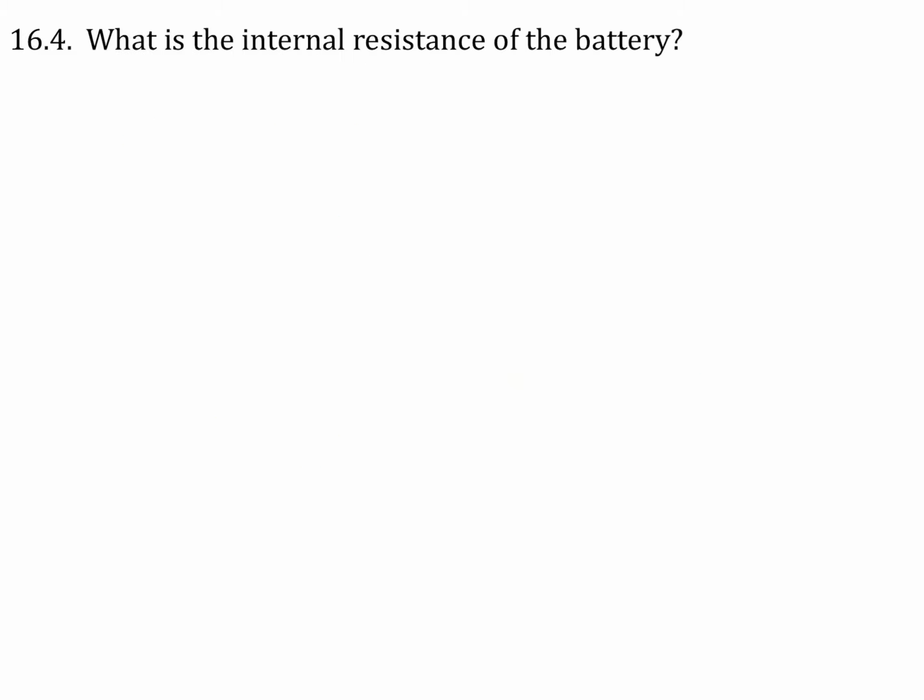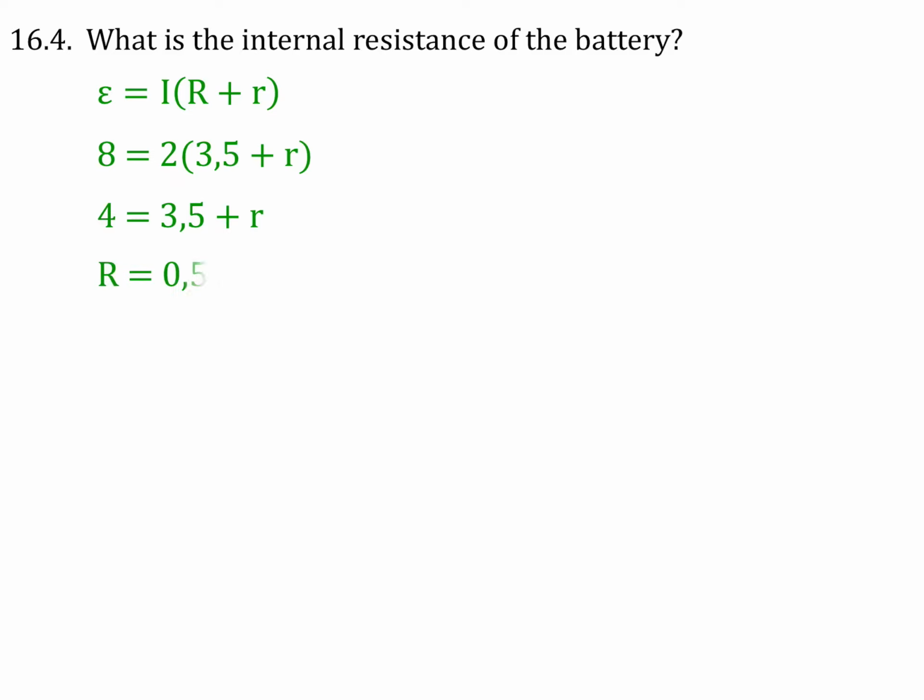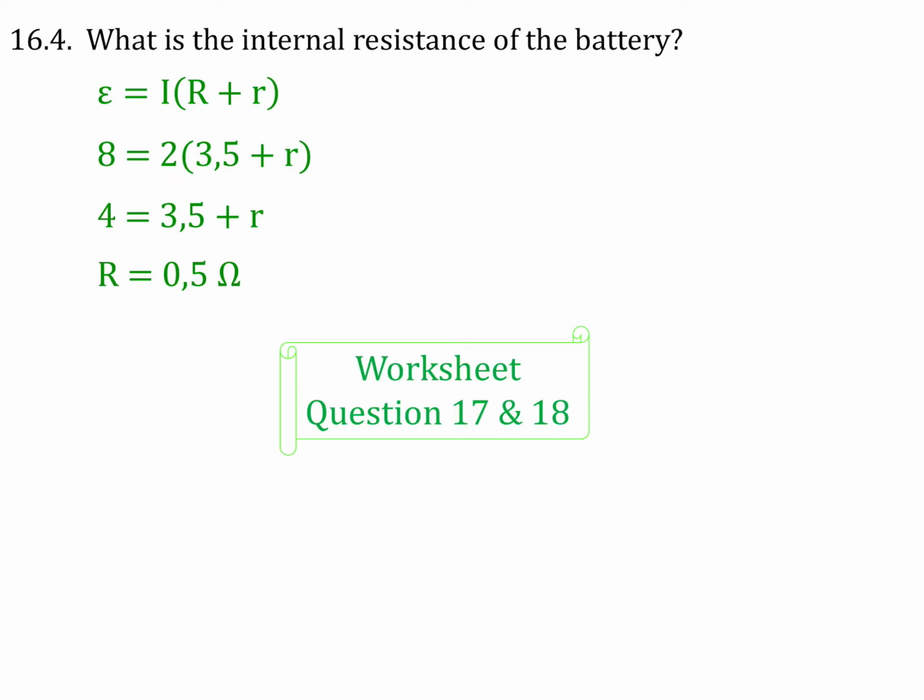What is the internal resistance of the battery? Well, I know that EMF is I times (R plus r). EMF was 8, they gave that to us. I is 2, that was also given. 3.5 was the total resistance we worked out earlier. So it didn't actually matter if you knew big R. I divided both sides by 2. I get 0.5 ohms. Now you need to work through questions 17 and 18.